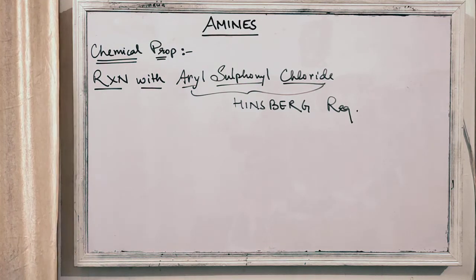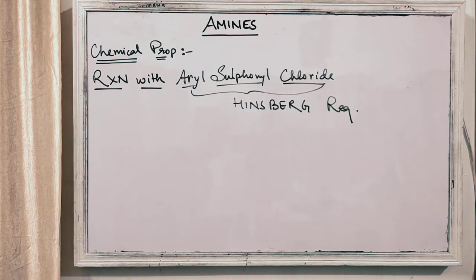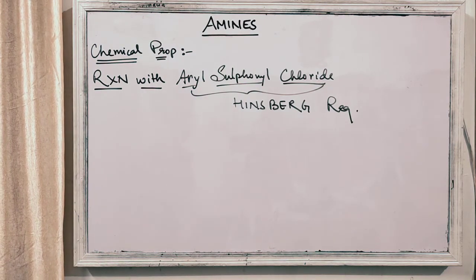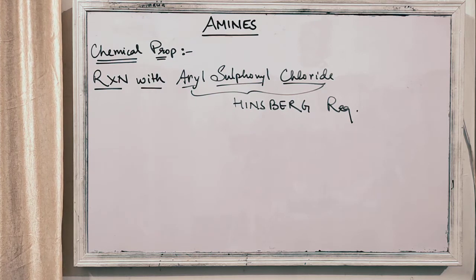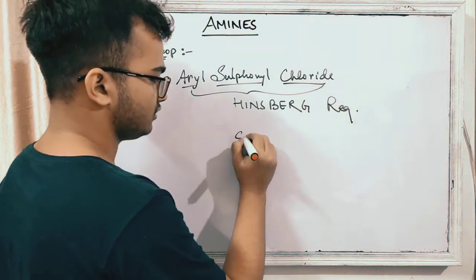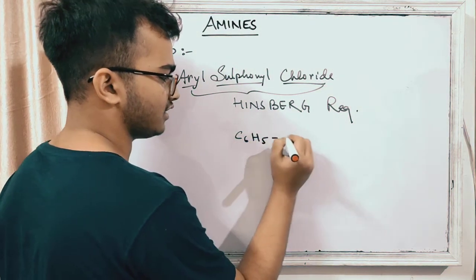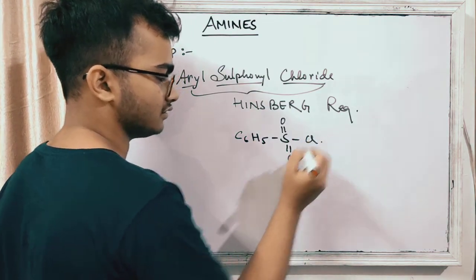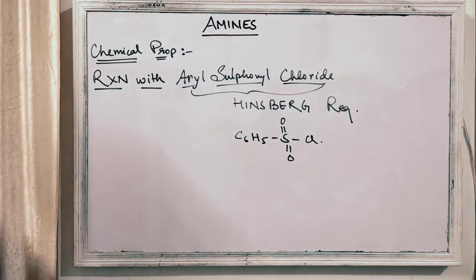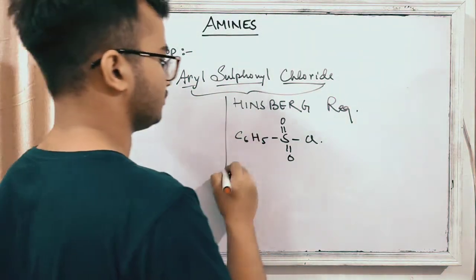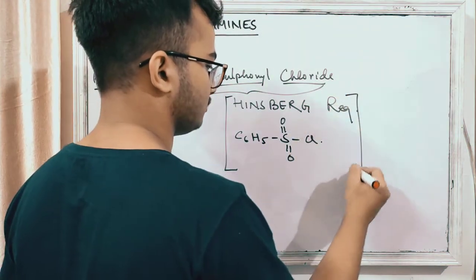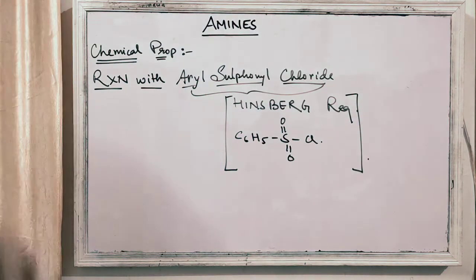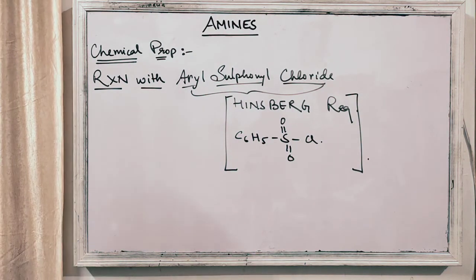Clear? Aryl sulfonyl chloride is also called the Hinsberg reagent. So how does the Hinsberg reagent look like? It is like this: C6H5, this is the aryl group, this is S double bond O, S double bond O, and here is Cl. This is the structure of aryl sulfonyl chloride or the Hinsberg reagent. Clear? So copy it up to this much.